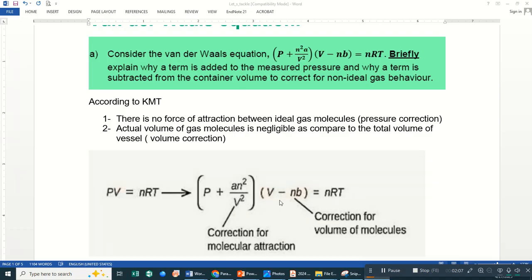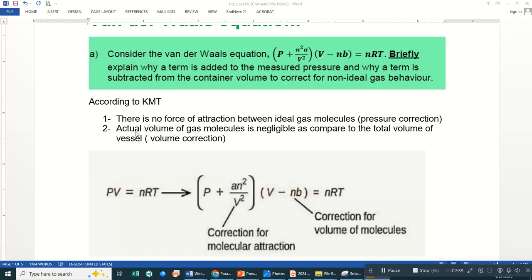The correction is basically based on the kinetic molecular theory. The kinetic molecular theory has two faulty postulates which needed to be corrected. One postulate is that there is no force of attraction between the gas molecules, as in ideal gas molecules, but we know that in real gases a force of attraction exists.